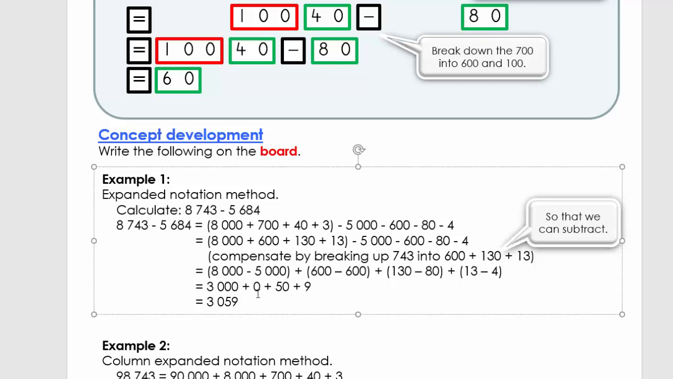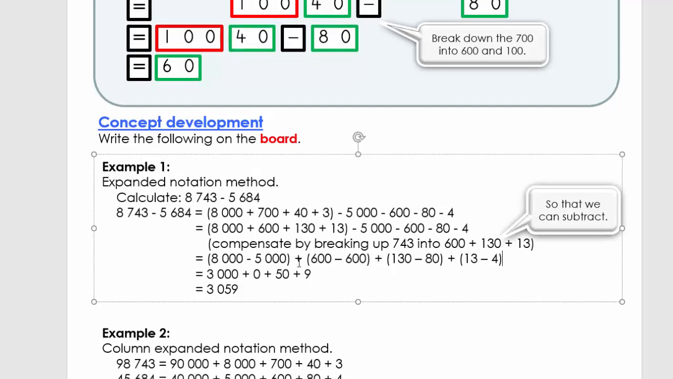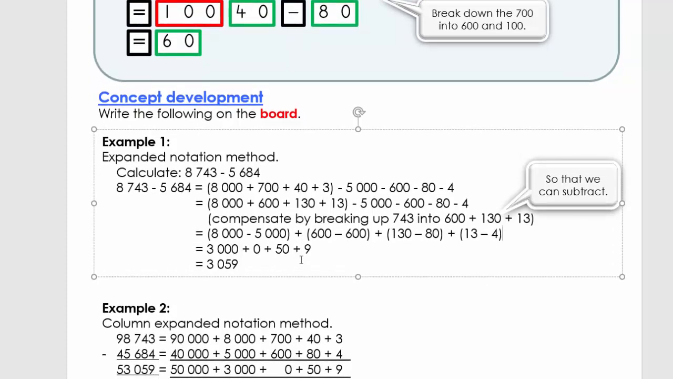600 minus 600 is 0. 130 minus 80 is 50. And 13 minus 4 is 9. And our answer is 3,059. I want you to pause at this moment. Explain this method then to an adult.